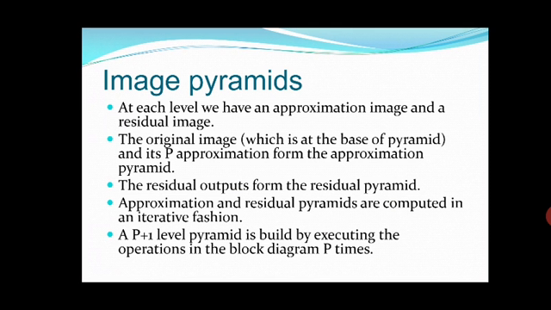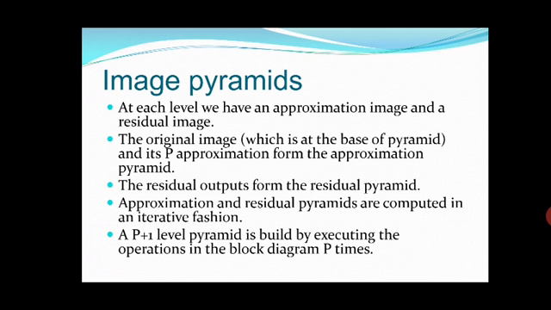That is what we were discussing. There is an image pyramid which has a residual image and the original image at the base of the pyramid, and p approximations form the approximation pyramid. Based on the previous approximation, a nearby image value, the level will be created. These are the image pyramids. Each level will be represented with p, with j, until we get p plus 1 levels of the image.